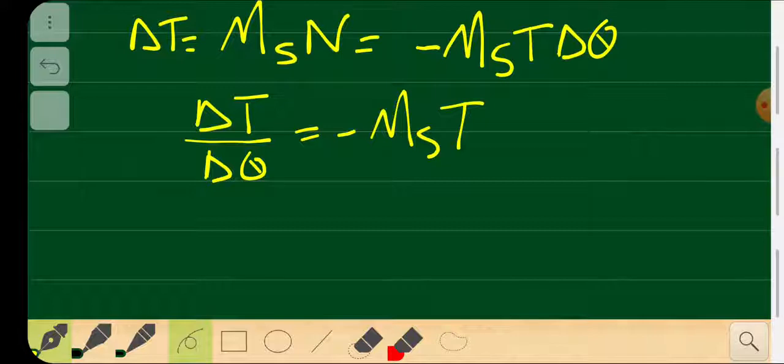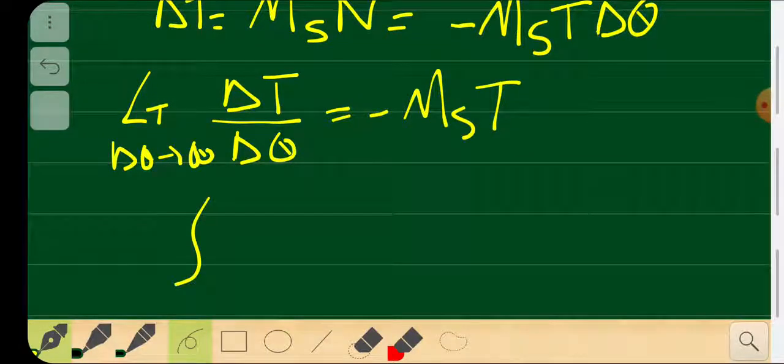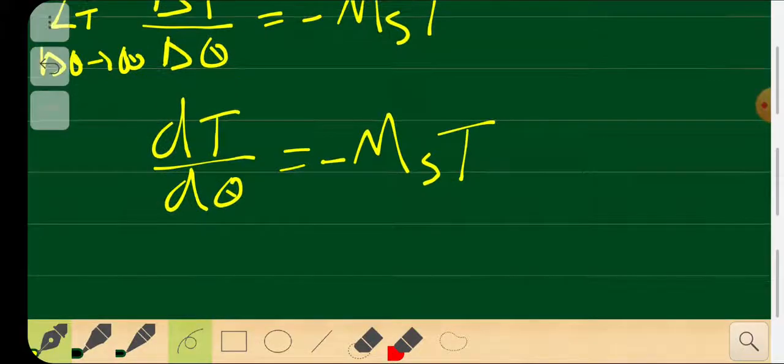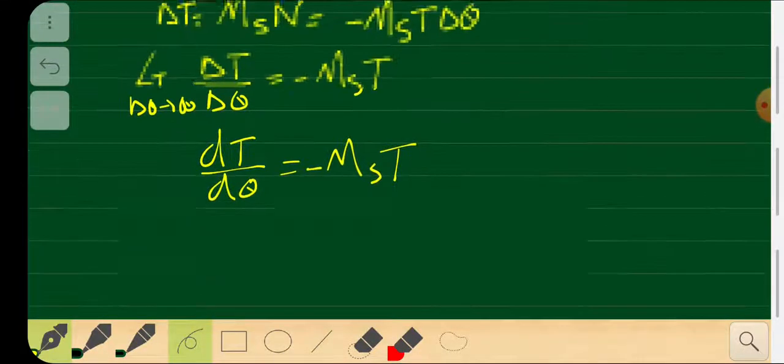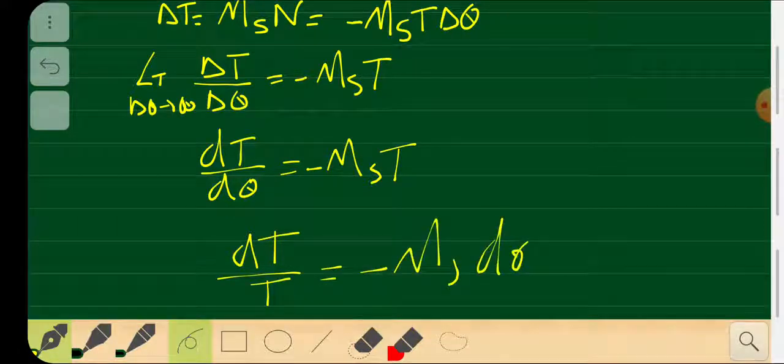What you can do now is take the limit. If delta theta tends to 0, an approximation for some small value, then this will become dT by d theta. So that will be equal to minus mu s times T. Now you can simplify this by taking the T's on one side and the minus mu s times d theta on the other.